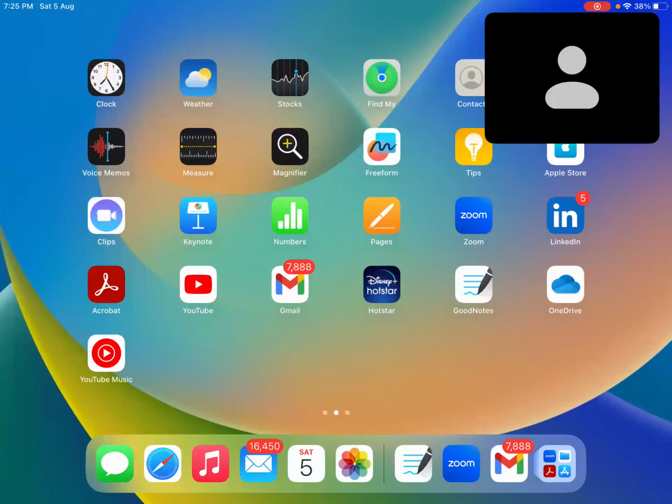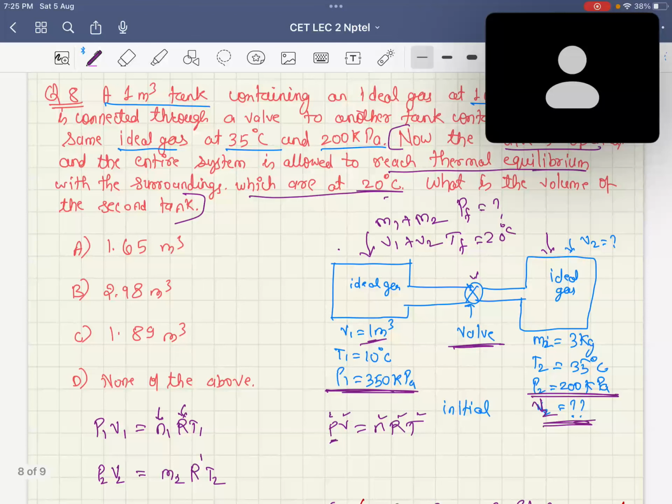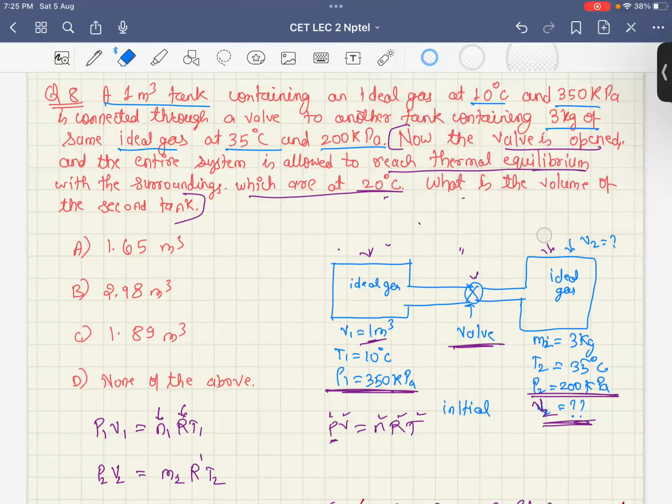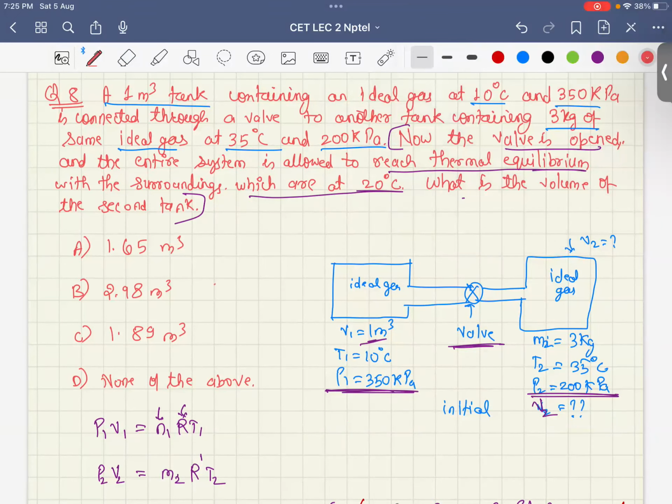So what I was saying is, in the previous question we calculated the volume of V2, right? So when we open this valve, this entire system is going to become one system, right? So what is going to be the total volume of this system?